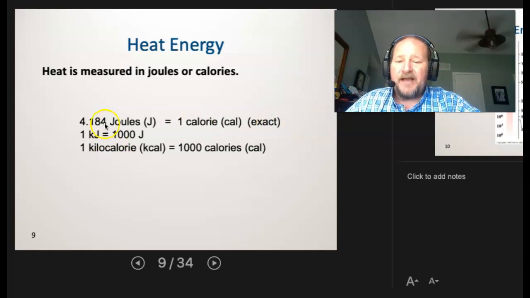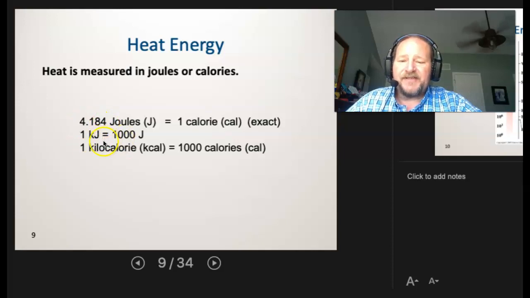However, if we apply metric prefixes to this, which is what we will do, we'll get kilojoules. That simply means we have 1,000 joules. We do the same thing with calorie. We can have a kilocalorie, 1 kcal, which will equal 1,000 calories. So again, there is some exchange there.